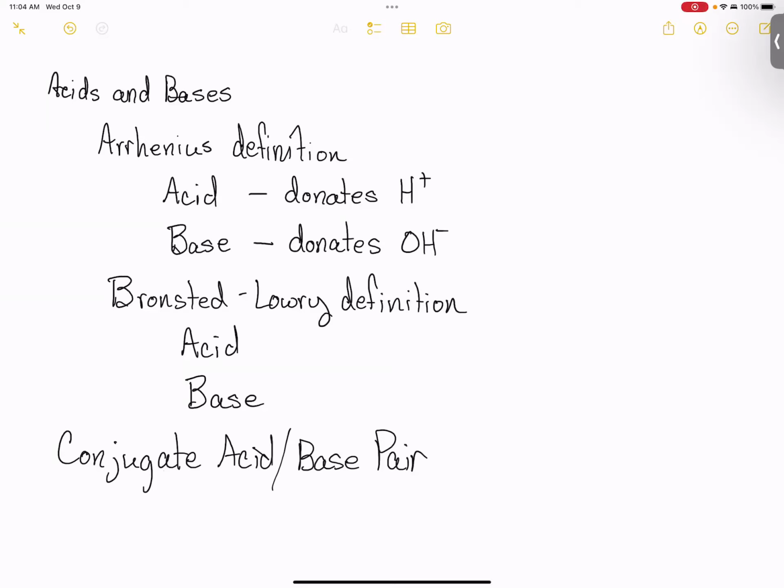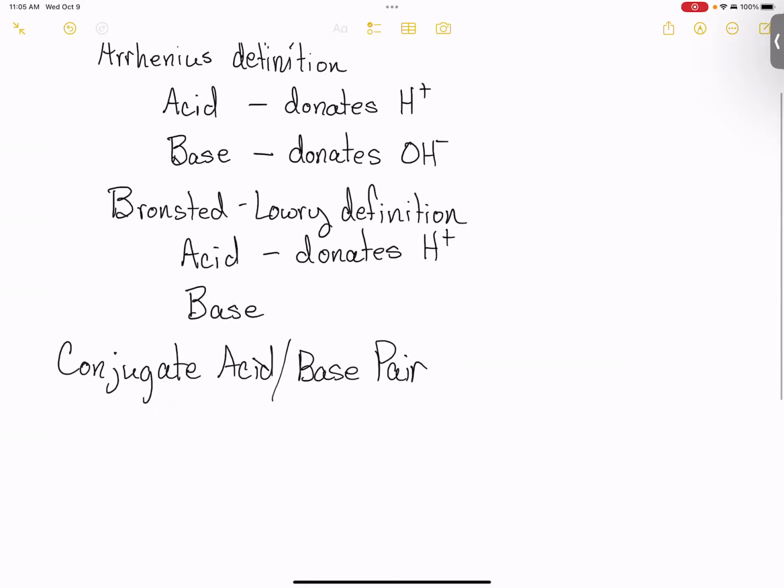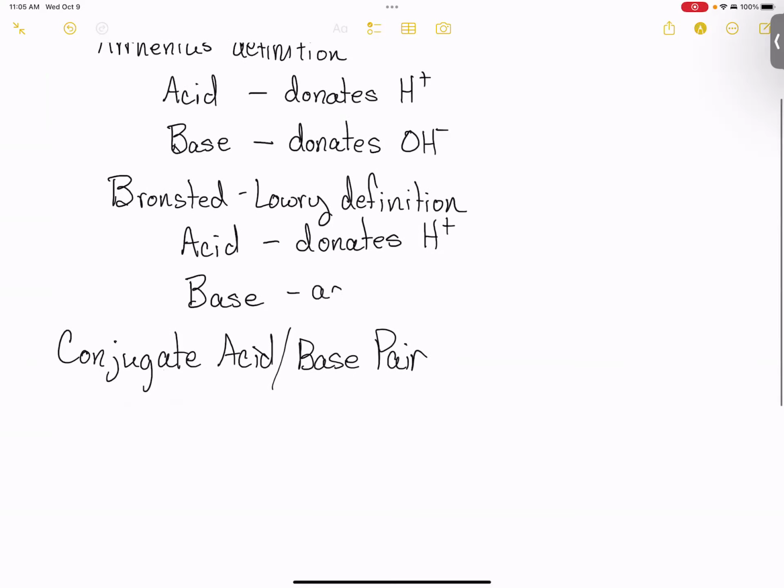The Arrhenius definition is very limiting when it comes to the base. A much easier definition when it comes to the base is that of the Bronsted-Lowry definition. First of all, the Bronsted-Lowry definition of an acid is that it still donates a proton. But the definition of a base is that it accepts a proton.